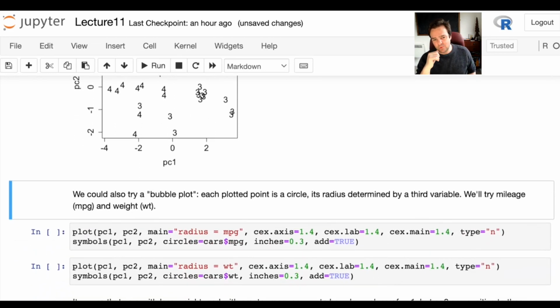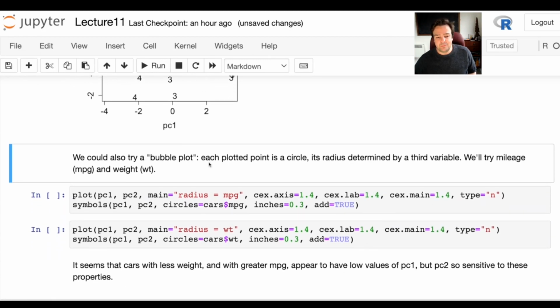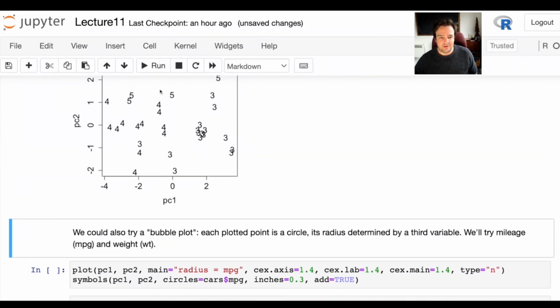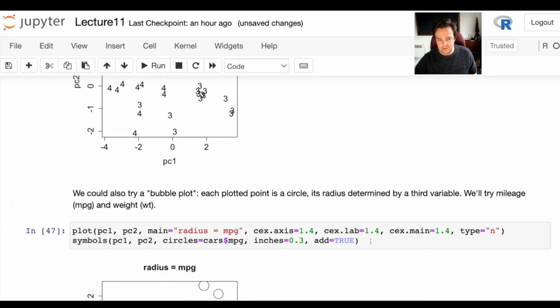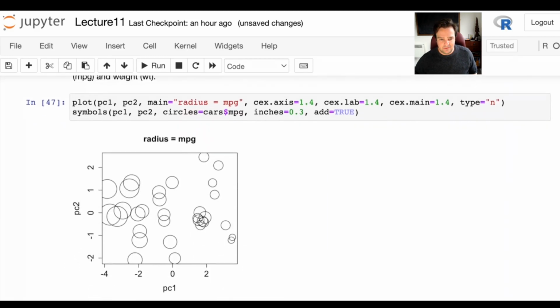And you can start using more creative and interesting plots. We'll use a bubble plot. We're going to do 2 different bubble plots. It's the same idea, except instead of plotting a number, the radius of the circle that gets plotted will be given by one of the other variables. We'll use miles per gallon for the first one. We do that here, and here you can see the result.